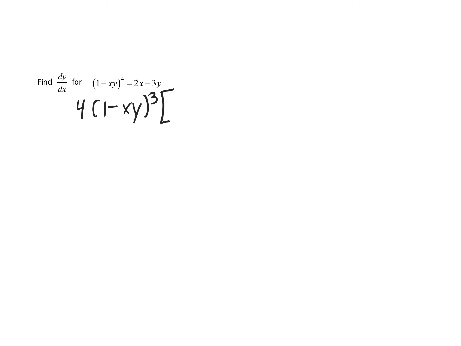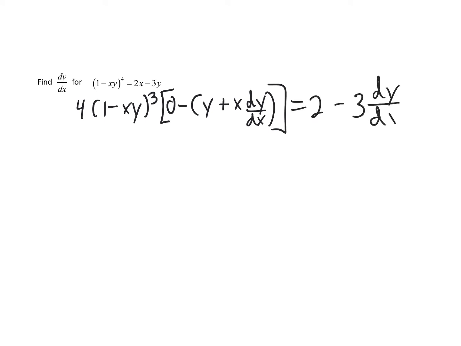Now, for emphasis on derivative of 1 is 0 minus, now because of the subtract, we have derivative of x is 1, so y plus derivative of y is 1 dy dx equals 2 minus 3 dy dx. Going to do an extra simplification step in here. So we have negative y minus x dy dx.